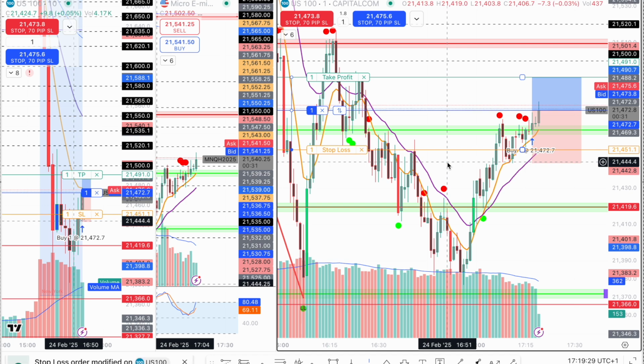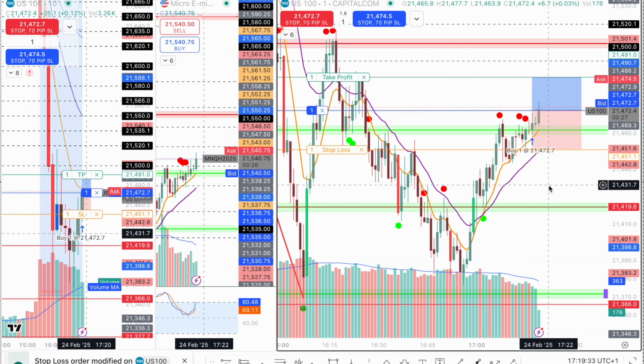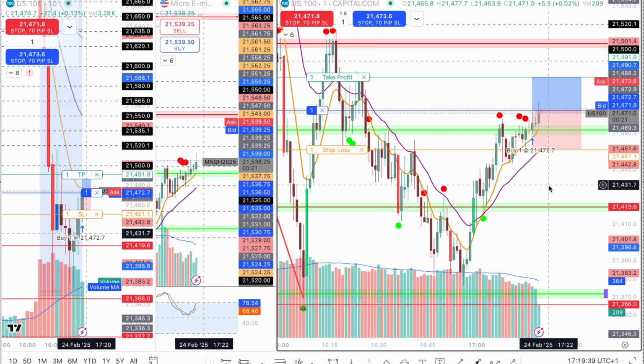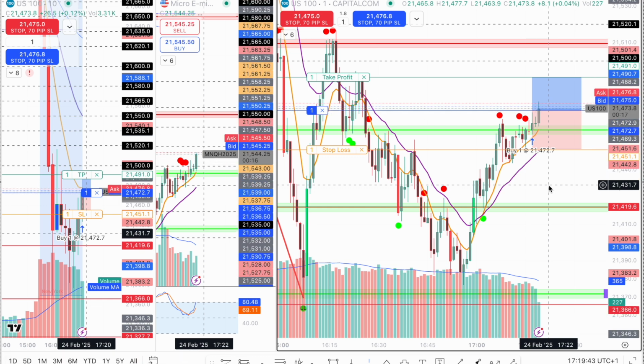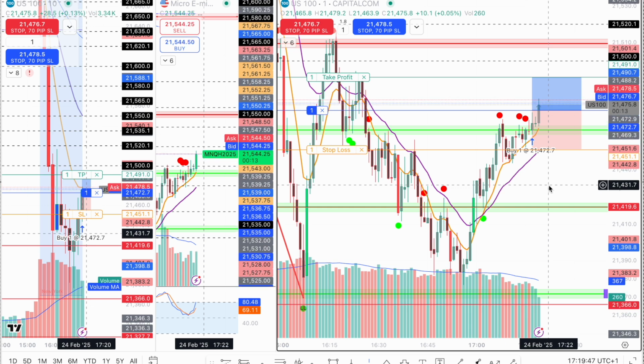Yeah, and I'm trailing the stop loss here. Obviously, I want to make sure that in case the price quickly decides to pull back, I don't get caught out with a big loss.